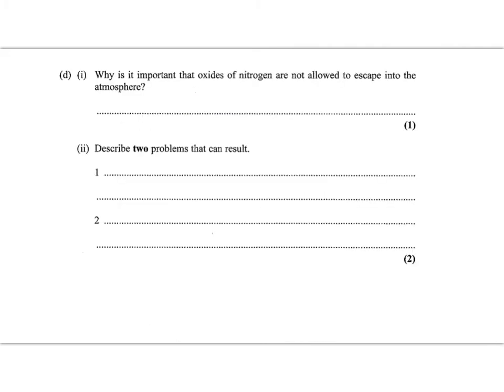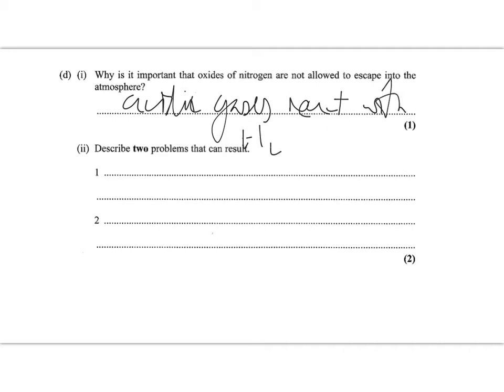Now, why is it important that oxides of nitrogen are not allowed to escape into the atmosphere? Well, oxides of nitrogen are acidic. They're acidic gases, and they react with water vapour to form acid rain. Now, how might you know that an oxide of nitrogen is acidic? Well, nitrogen is a non-metal, and non-metals form acidic oxides.